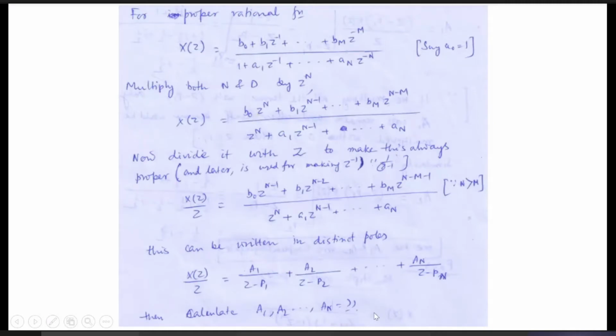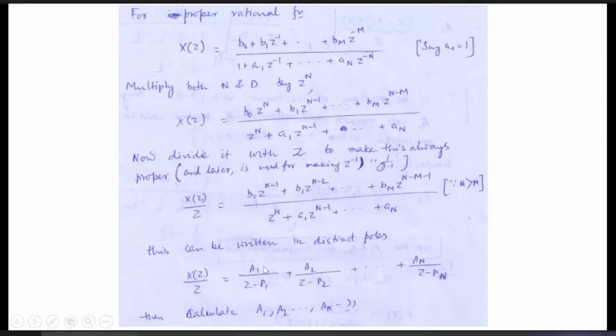Now, after converting into partial fractions, what we will do later is compare these terms with the known formulas of the Z transform. Okay, the known formulas of the Z transform. Then we can easily get the inverse Z transform. Okay.